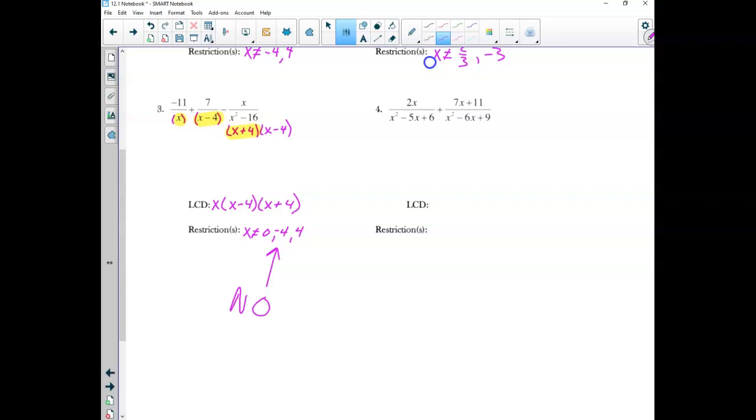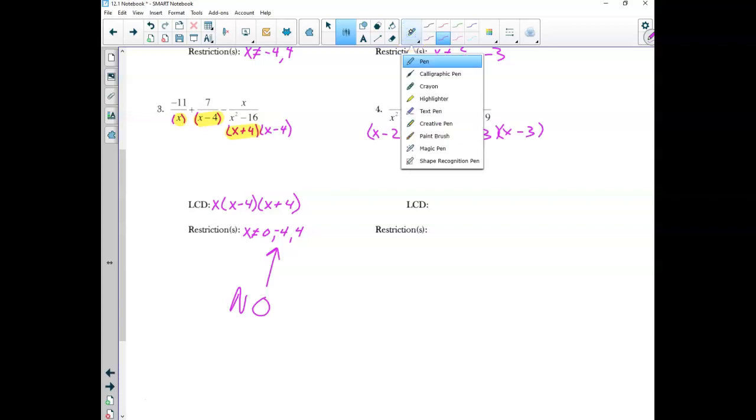So when I look at number 4, notice I don't want to just multiply these together. I need to factor these. This is going to factor to what? x, my signs are the same, 2 and 3. And coming down here, this one is going to factor to x and x, and -3 and -3.